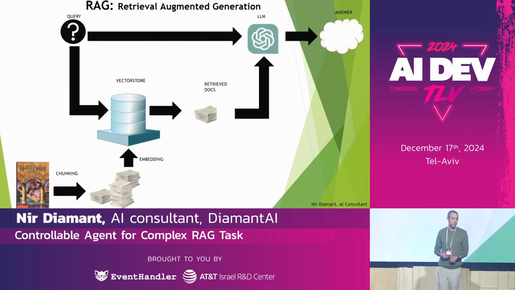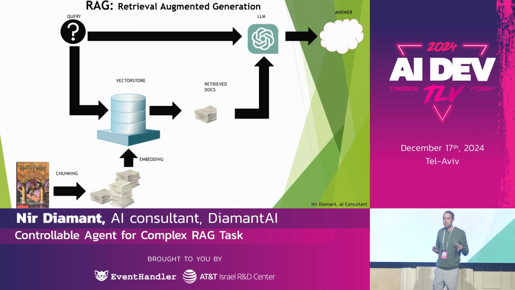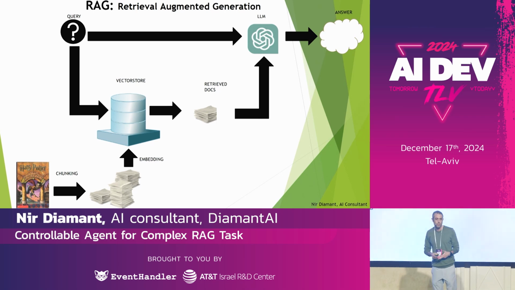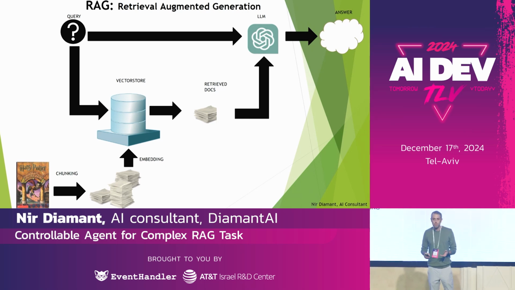Then the user asks some query. The query is also transformed the same way into this lower dimensional space and compared with the vectors in the vector store. Then the most similar vectors are retrieved, decoded, and fed into the LLM together with our query, and now we have our context with the question, and we can get our answer.